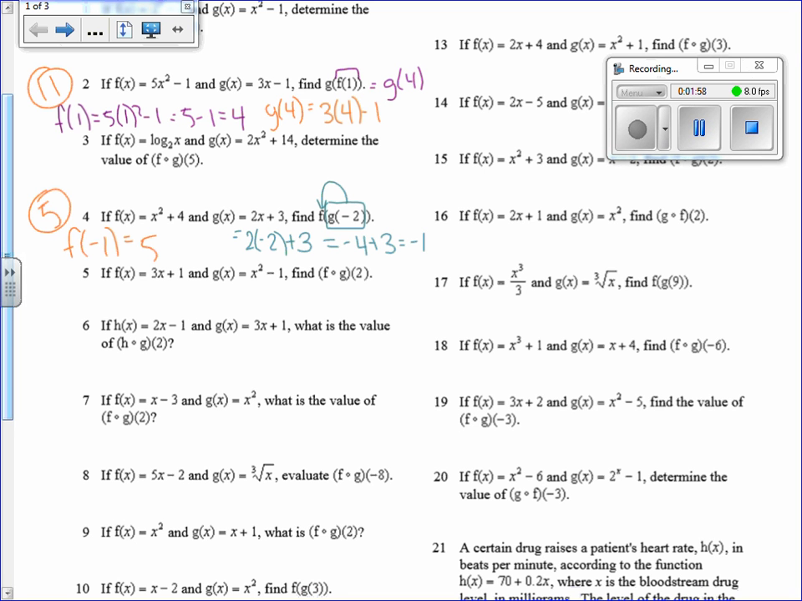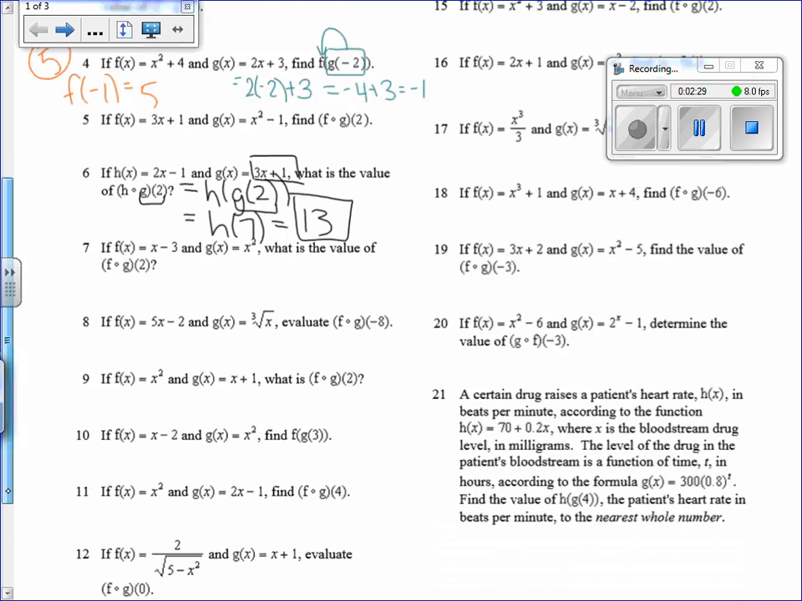For number 6, they use the circle notation, but you still move from the inside out. So don't say hog. H of G of 2, this is the same as if I had written it like this. So first we need to figure out G of 2, and then we're going to plug that into H. G of 2 means you're plugging 2 into G. That's going to give you 7. And H of 7 is going to give you 13. So 13 is your final answer.